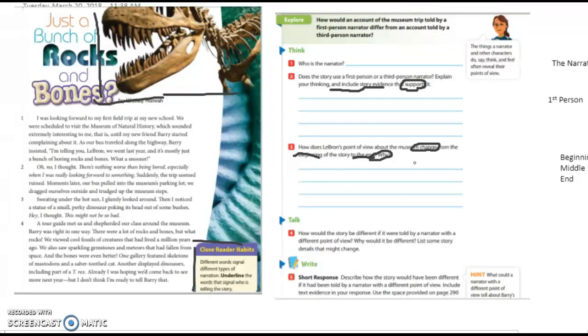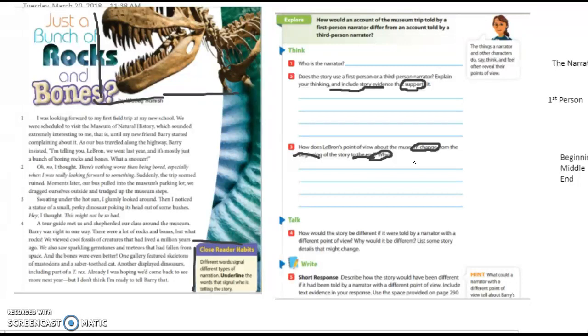Just a Bunch of Rocks and Bones. I was looking forward to my first field trip at my new school. We were scheduled to visit the Museum of Natural History, which sounded extremely interesting to me. That is, until my new friend Barry started complaining about it. As our bus traveled along the highway, Barry insisted, "I'm telling you, LeBron, we went last year and it's mostly just a bunch of boring rocks and bones. What a snoozer." Oh no, I thought. There's nothing worse than being bored, especially when I was really looking forward to something. Suddenly, the trip seemed ruined.